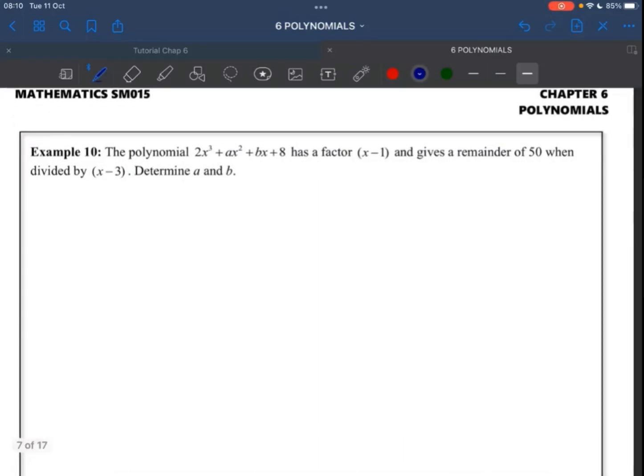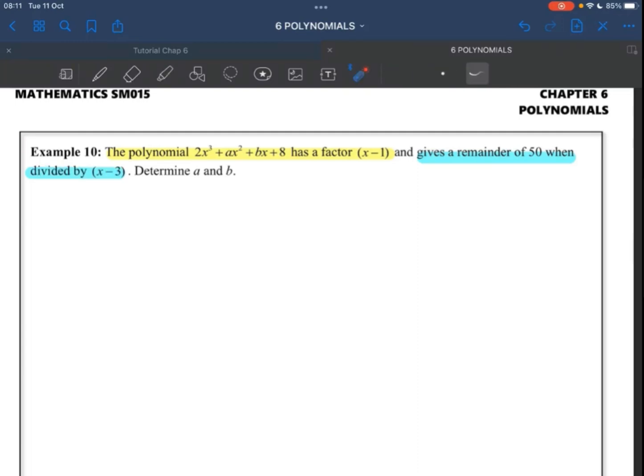Polynomial 2x cubed plus ax squared plus bx plus 8 has a factor x minus 1. That is the first part of the question. Okay, and it gives a remainder of 50 when divided by x minus 3. So ada dua part dekat sini.